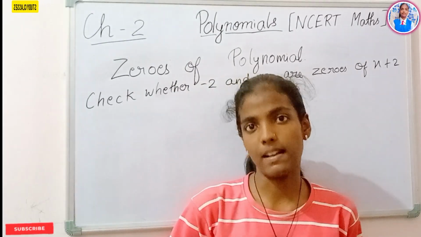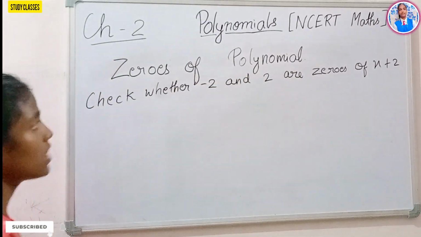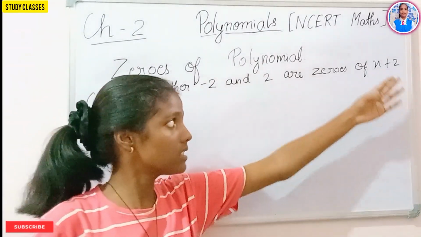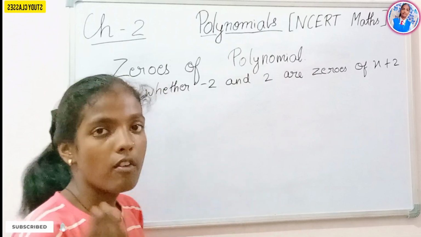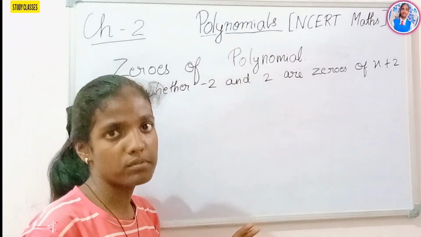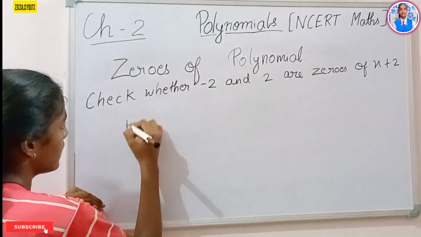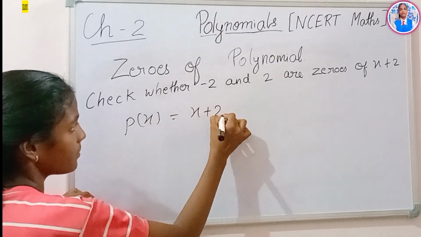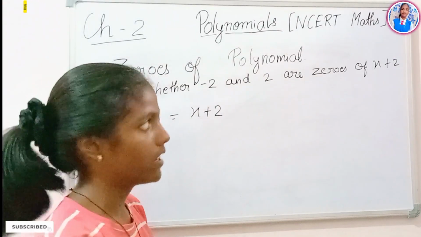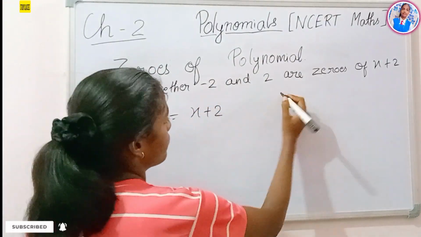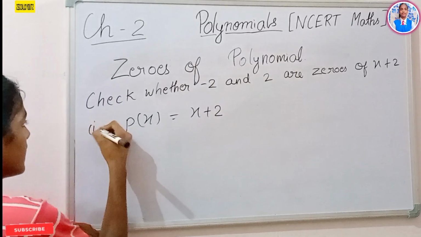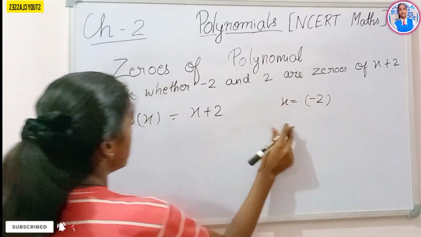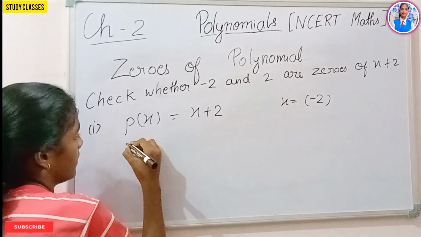Let's understand with an example. The first question is, check whether -2 and 2 are the zeros of the polynomial x plus 2. For solving these types of questions, firstly we will let p(x) be equal to the given polynomial x plus 2. Then, in the first case, we will take x equal to -2 and put this in the place of x.